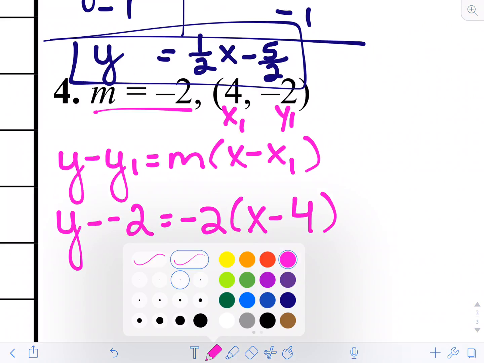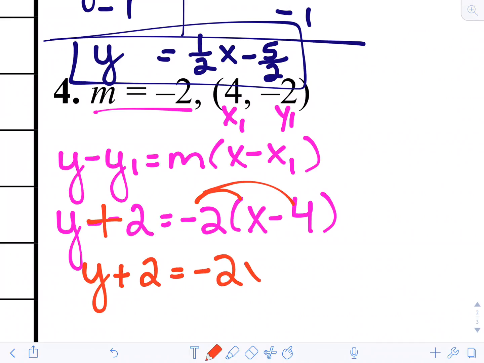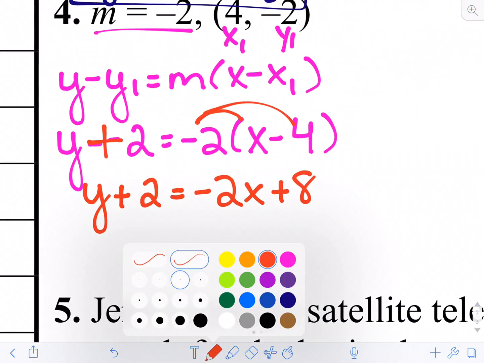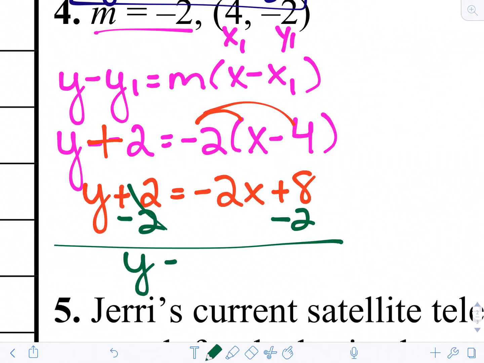Okay, minus and a negative becomes a positive. And I have a negative 2 I have to distribute, so y plus 2 is equal to negative 2x. Negative 2 times negative 4 is an 8. And then the last thing I have to do is I just have to subtract this 2 from both sides. So y equals negative 2x plus 6.